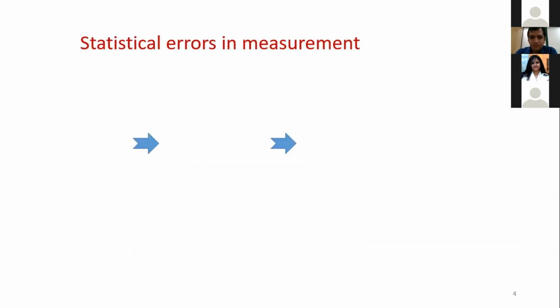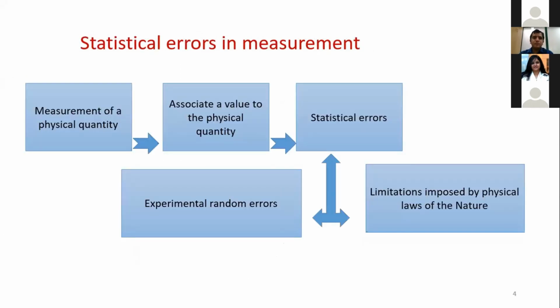So the basic problem of measurement actually involves associating some physical real value to a measurement result, but our measurements adhere to some statistical errors, which may be of two kinds. One is the experimental error, and the other is the fundamental limitations imposed by the physical laws of nature.